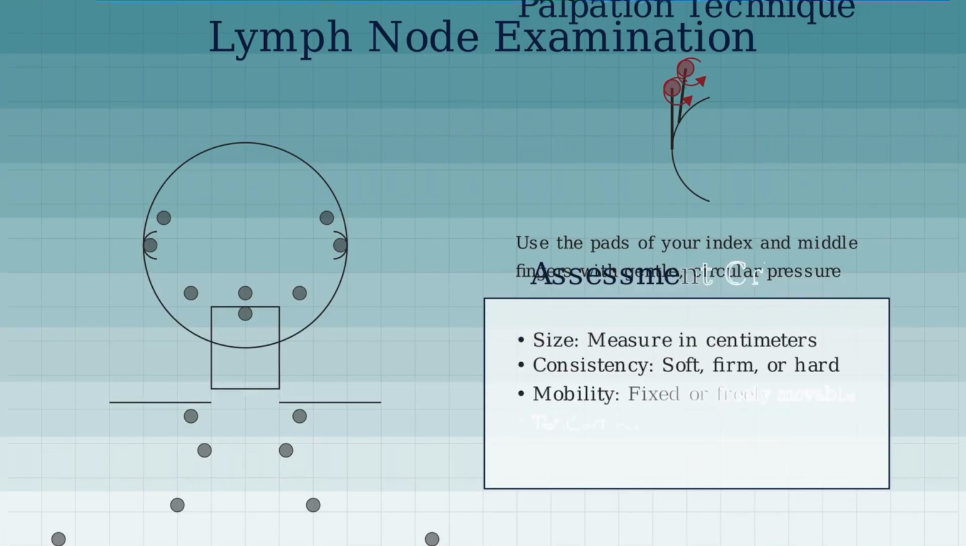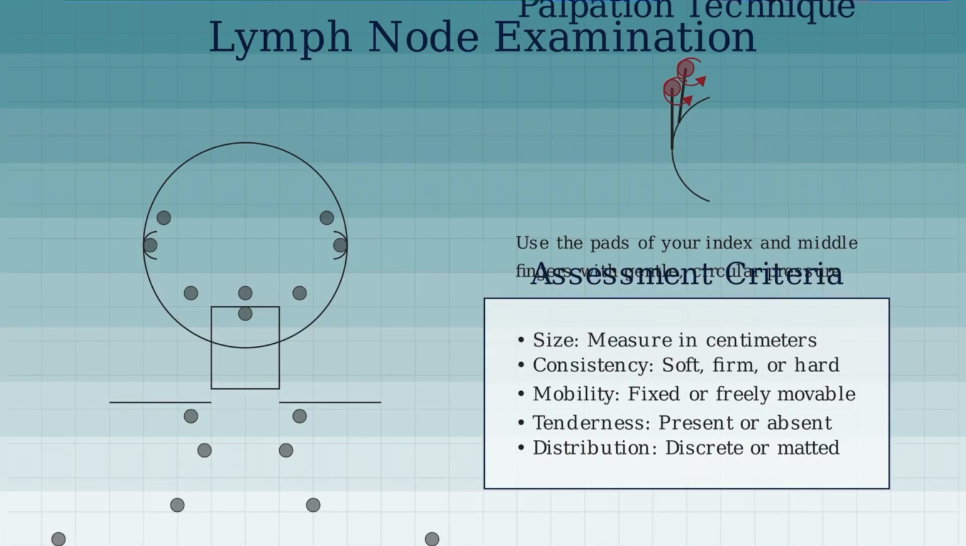For each lymph node group, assess several key characteristics. Evaluate size, measuring any palpable nodes in centimeters. Note the consistency, whether soft, firm, or hard. Check mobility by determining if nodes are fixed or freely movable under the skin. Assess for tenderness during palpation, and determine if nodes are discrete or matted together.